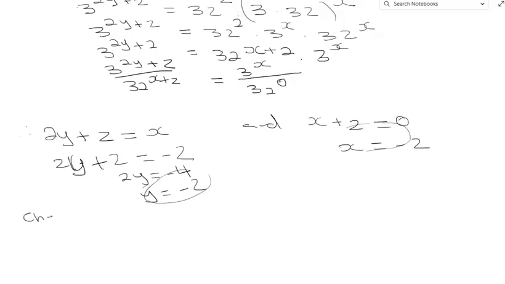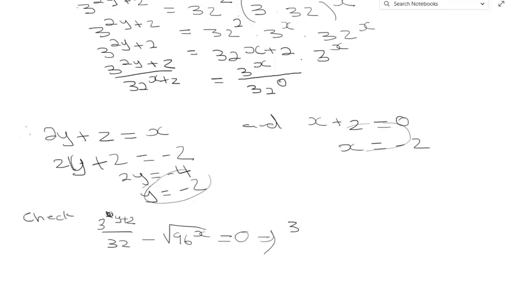So we can check the question to see if it is correct, right? We can say 3 to the power of y plus 1 over 32 minus the square root of 96 to the power of x, and we want to see if this is equal to 0, right?